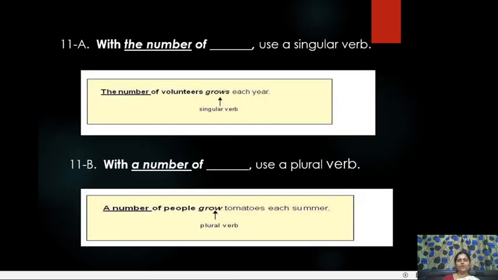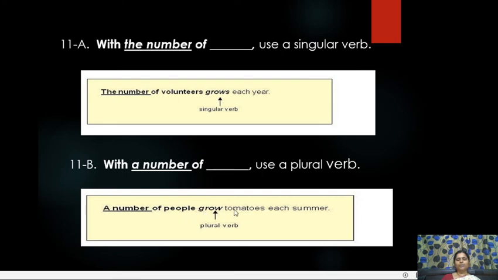With the number of, use a singular verb. If you get the article the before number of, use a singular verb. If you get an article a before number of, use a plural verb. That is the difference. Let us see with example. The number of volunteers grows each year. The number, that means here we are taking it as a single unit, and so we are using a singular verb.